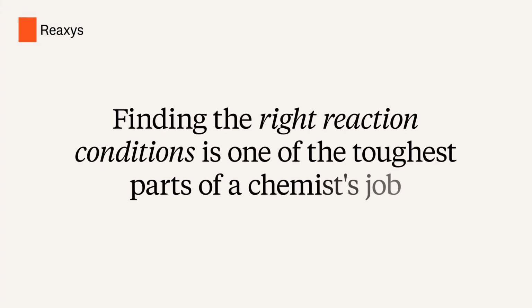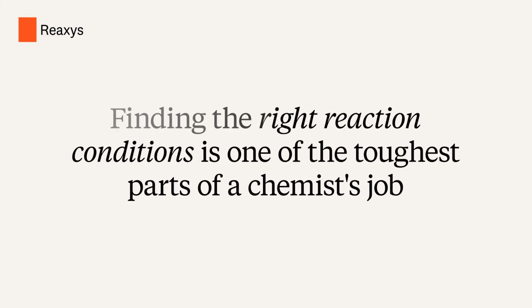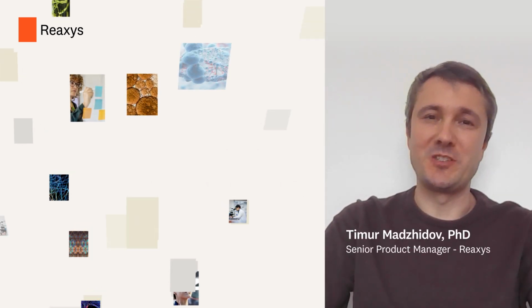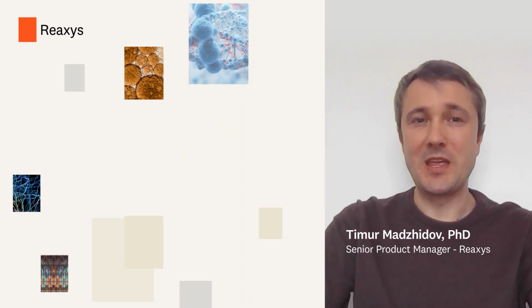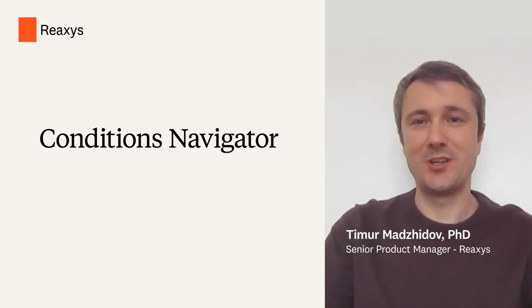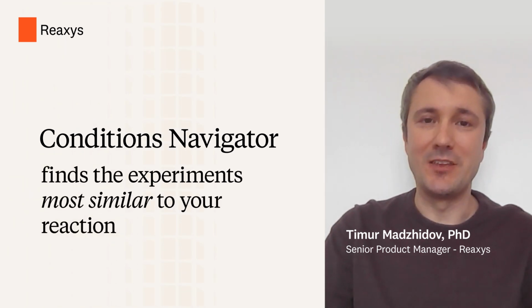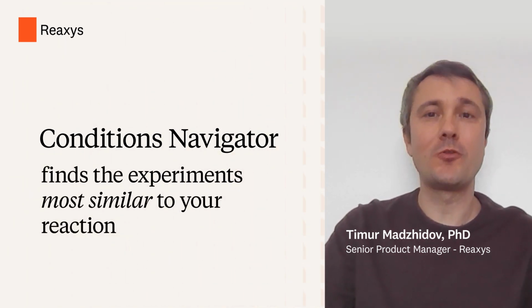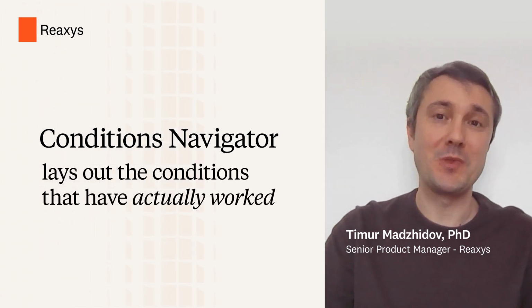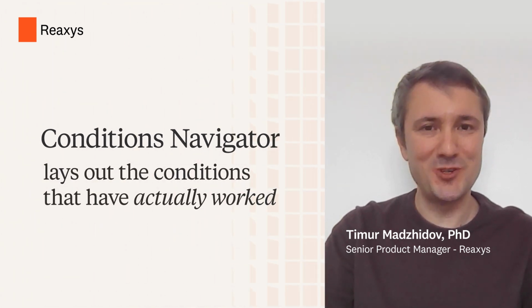Finding the right reaction conditions is one of the toughest parts of a chemist's job. The knowledge that helps most is scattered across millions of published experiments, and mining it by hand is slow. Condition Navigator brings all that experience into one place. It finds experiments most similar to your reaction and lays out the conditions that have actually worked, ranked by evidence. Let me show you how it works.